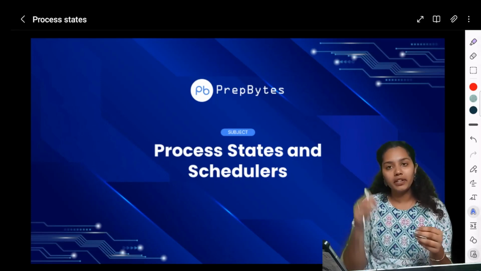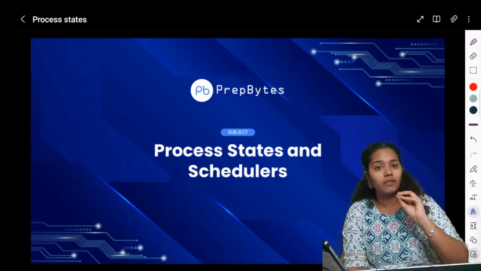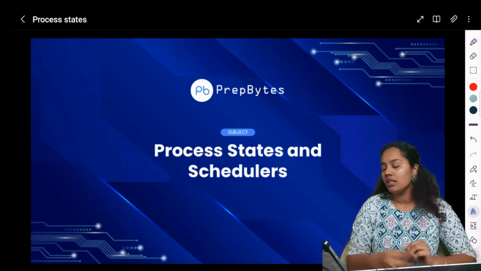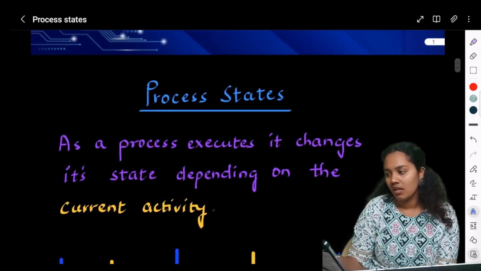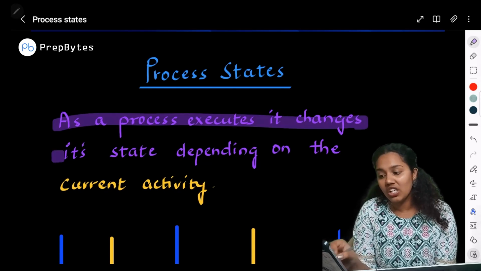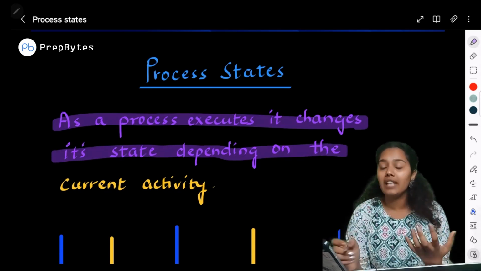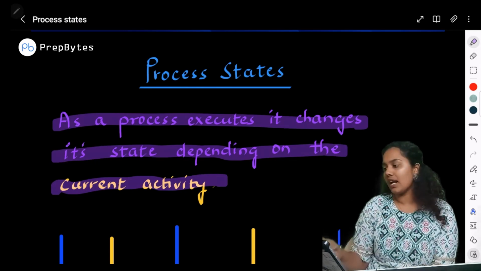I think you remember in the process control block when I was talking about the ID card, the first thing we noticed is process state. For process state, I said that it is the current activity of the process. So what does it actually mean? As a process executes, it changes its state depending on the current activity. Now, what are these activities? Let's understand these activities.